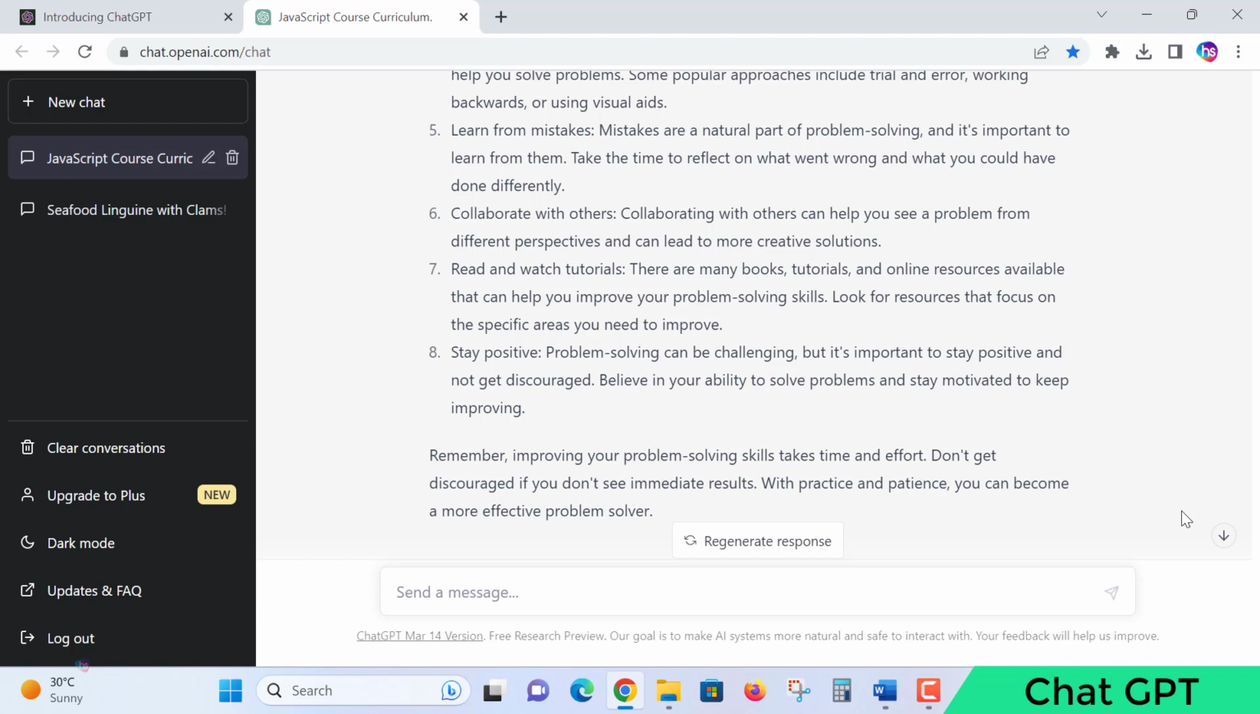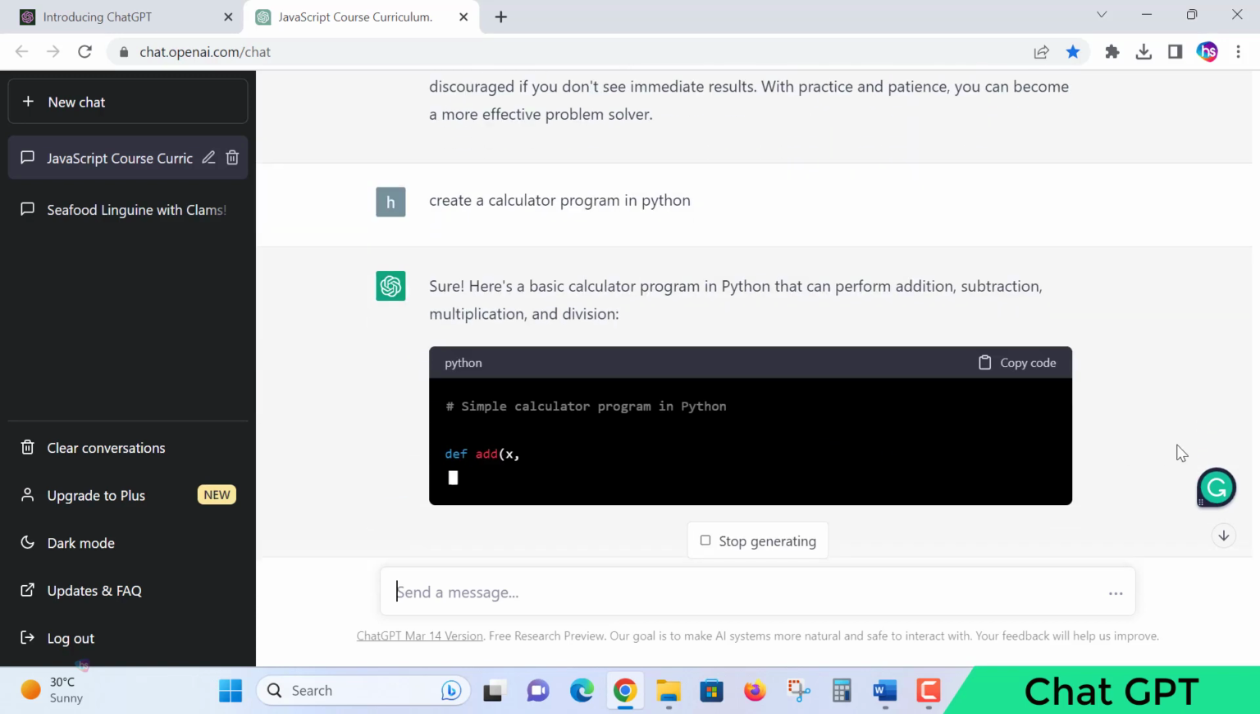If you feel, yes, this lecture is helping you approach problem solving like a skilled person, you just try any of your problems which you are not solving properly. Try today by asking a query. I'm just asking: create a calculator program in Python. I'm just asking ChatGPT.